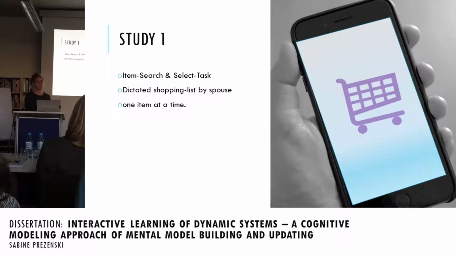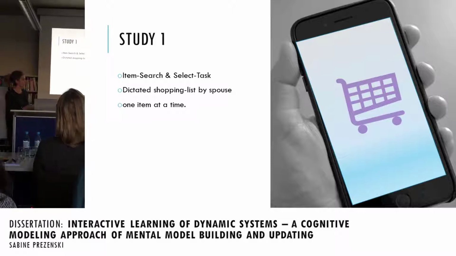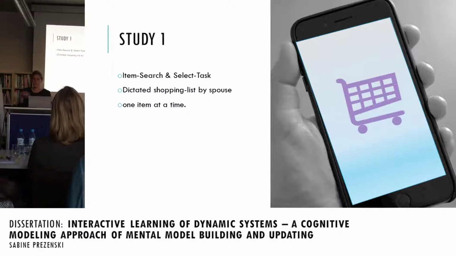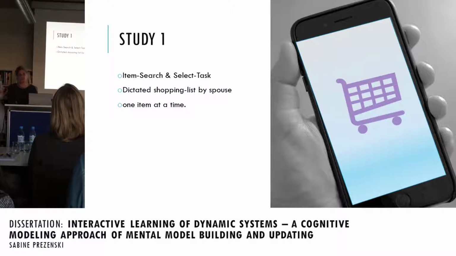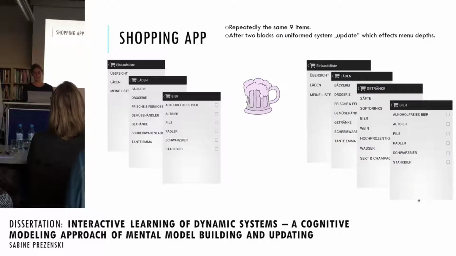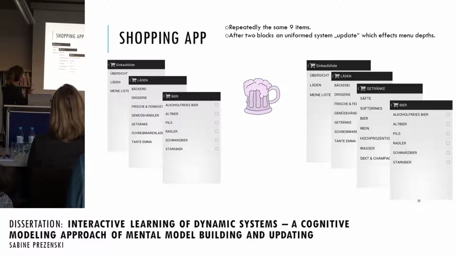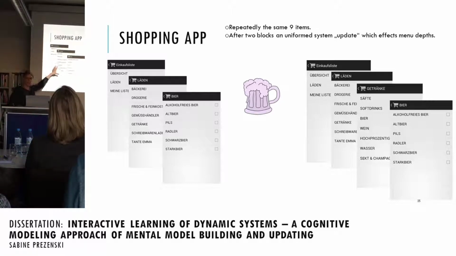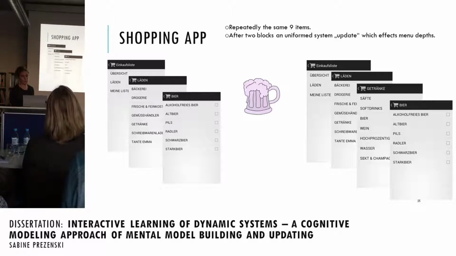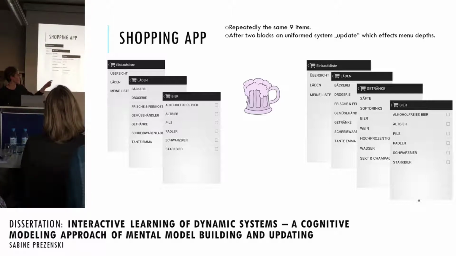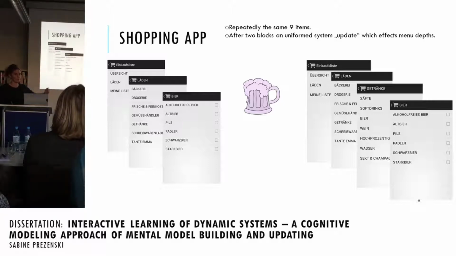So in the first study, we designed an app that was a shopping app, and the participants were supposed to search for items and select them. The shopping list was dictated to them, one item at a time, and then they had to select the items. So this is how the app looked. You see, it's a hierarchical linear app, and they had to click through different layers to look for the target, which was in this example alcohol-free beer.